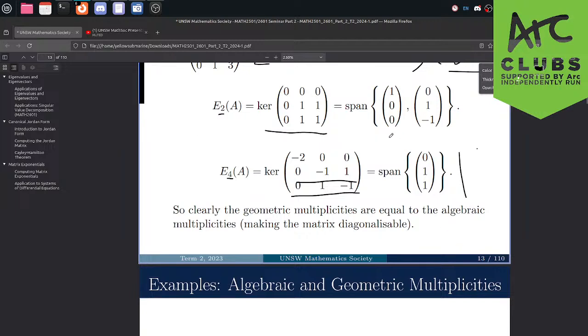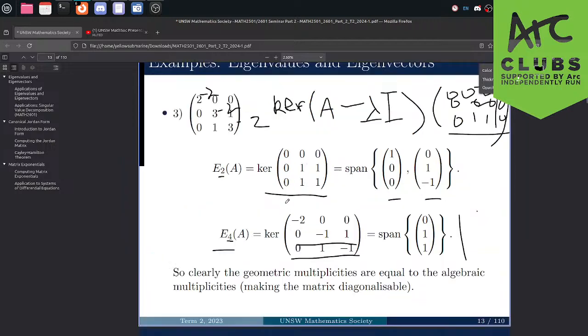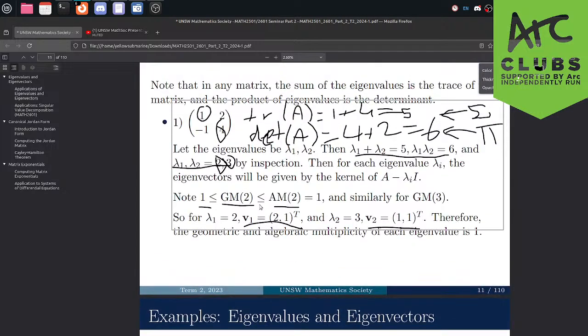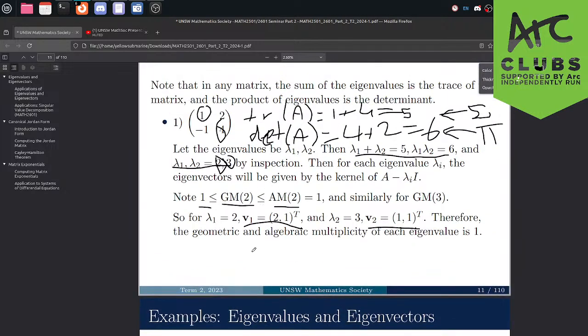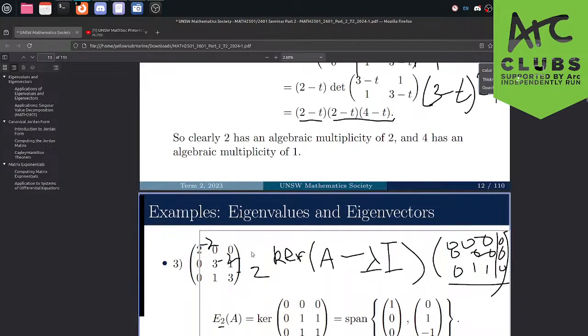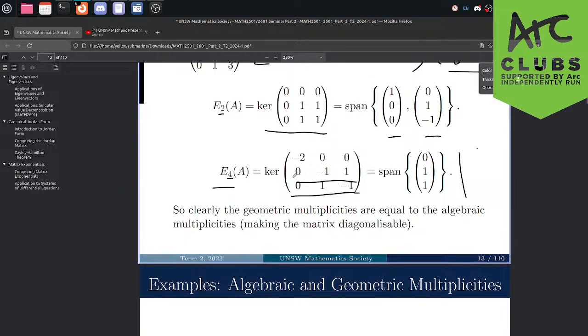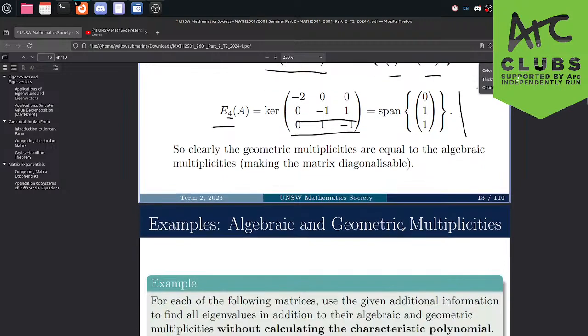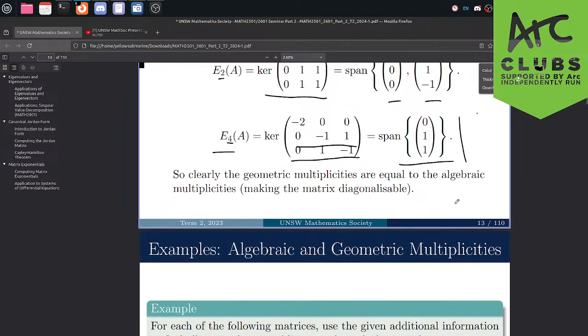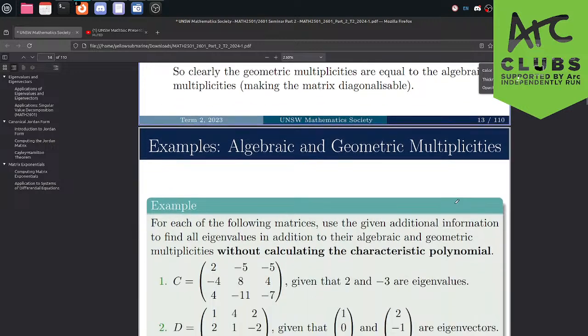So we can see that we have 2 linearly independent eigenvectors here for eigenvalue 2. This means that the geometric multiplicity for 2 is 2. And remember, by the same logic as before, geometric multiplicity has to be less than or equal to algebraic multiplicity, which means that for 4, it must be 1, because the algebraic multiplicity is 1 and it has to be at least 1. But you can also see here the dimension is 1. Cool.